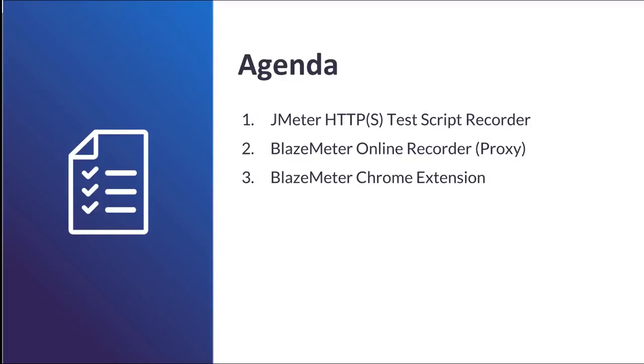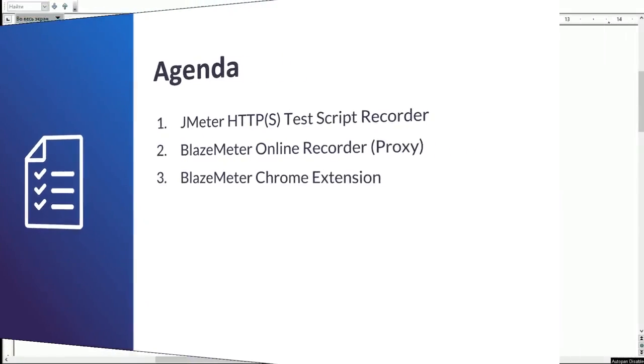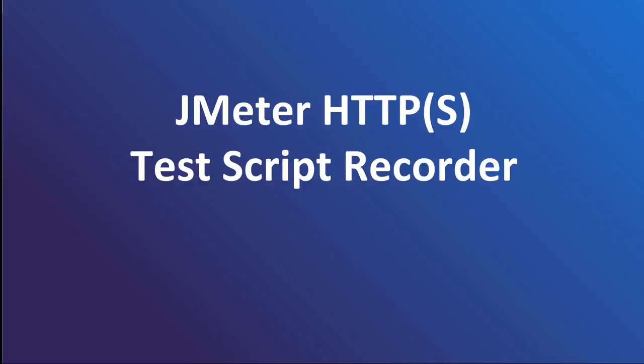We'll look at how you can create test plans using the JMeter test script recorder, using the BlazeMeter online recorder, also known as the BlazeMeter proxy, and the BlazeMeter Chrome extension. All of these approaches allow you to create your test plans much quicker by starting with browser recordings. Let's get started, in fact, with the JMeter test script recorder, the built-in JMeter component that helps simplify the script creation process. To demonstrate this method, we'll need JMeter and a browser.